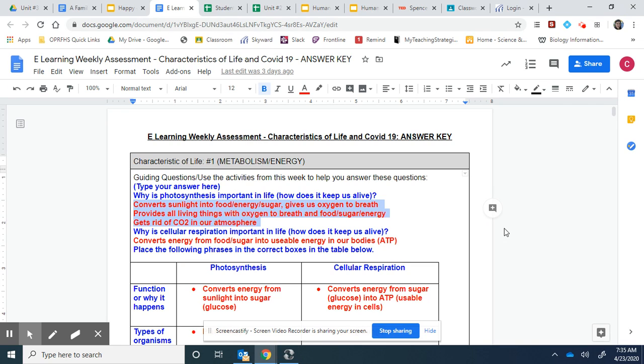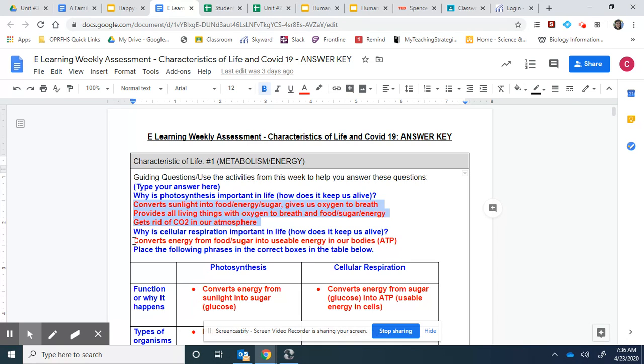Number 1, why is photosynthesis important in your life? How does it keep you alive? I put a bunch of different answers. All of these were acceptable. It converts sunlight into food, energy, or sugar. It gives us oxygen to breathe. It provides all living things with oxygen to breathe and food or energy. And it also gets rid of all the carbon dioxide in our atmosphere so we don't suffocate.